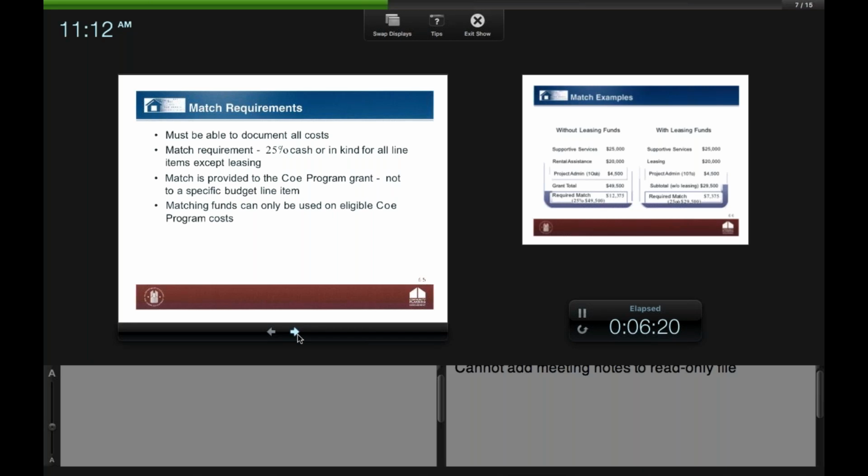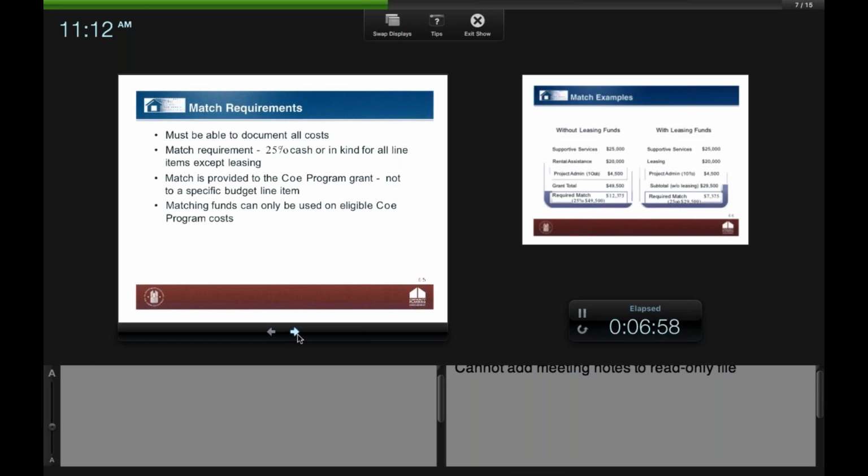Match is provided to the entire CLC grant, not specific to a budget line item. And we'll do an example of that as well. But to understand, you can match your entire grant in funding activities that are not part of your grant budget. So you are actually matching your whole grant, irrespective of your budget line items. Matching funds can only be used on eligible CLC program cost.